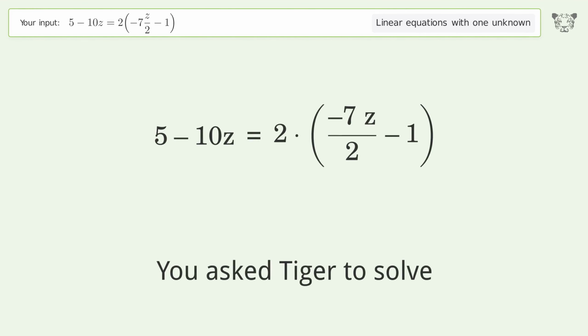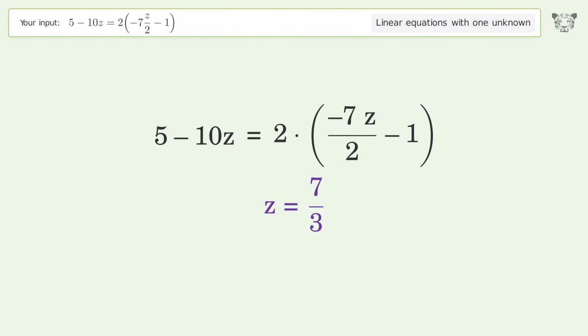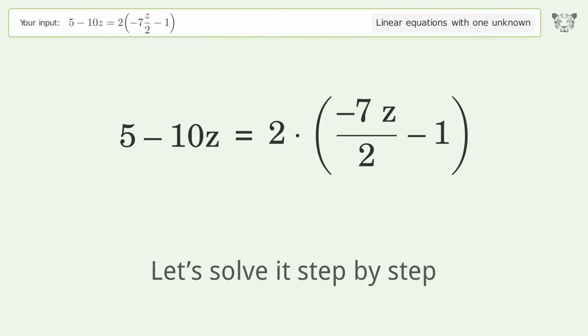You ask Tiger to solve. This deals with linear equations with one unknown. The final result is z equals 7/3. Let's solve it step by step.